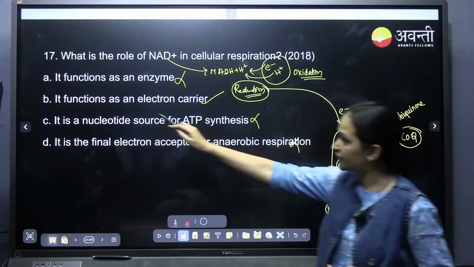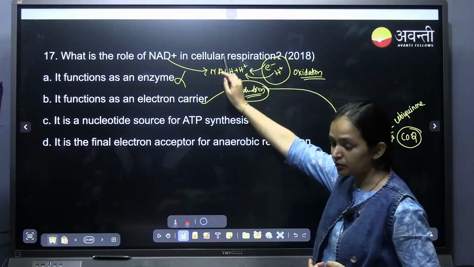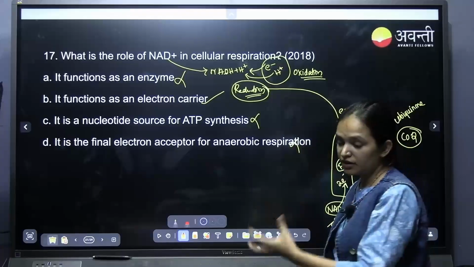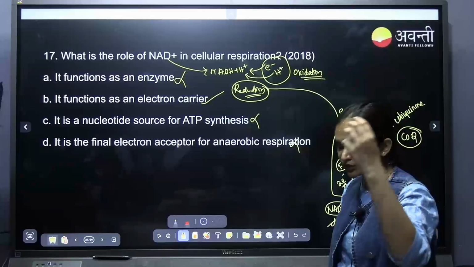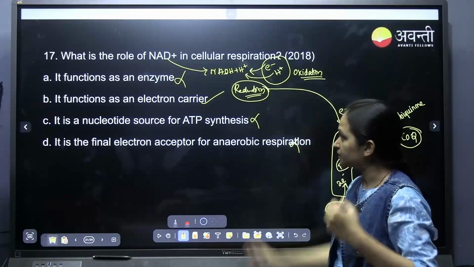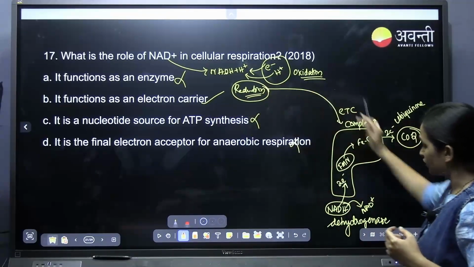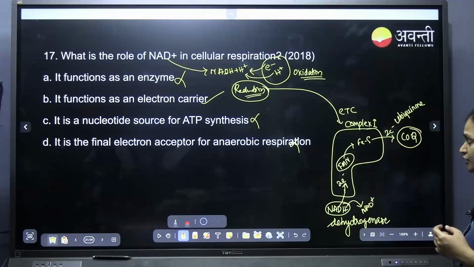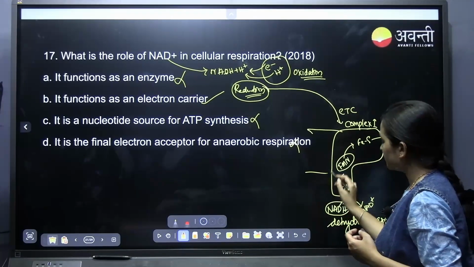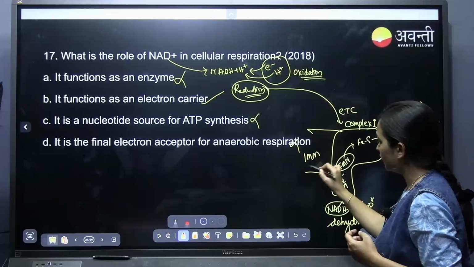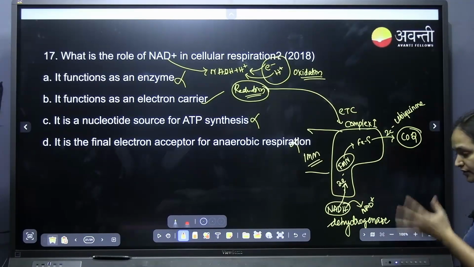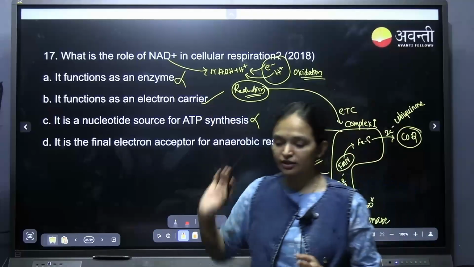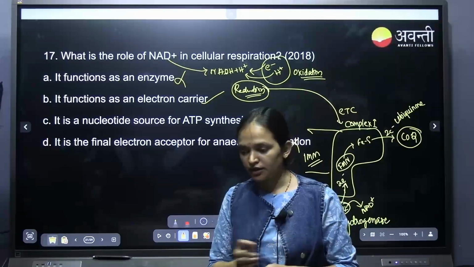Understood? So they function as electron carriers from the system, whether it is in the matrix or in glycolysis, which happens in the cytoplasm. They took the electrons and ultimately gave them to the electron transport chain, which happens in the inner mitochondrial membrane. So their function was as electron carriers. Understood?